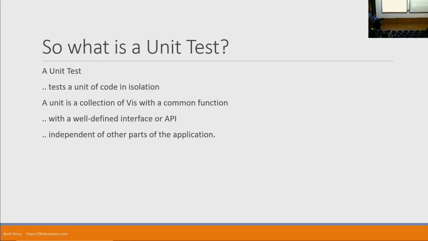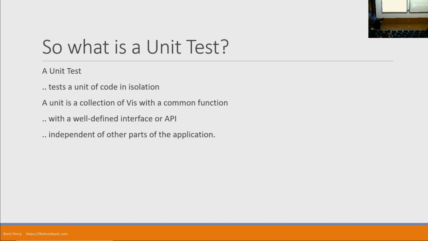Okay, so the API should clearly delineate what code is outside and what code is inside. Ideally the API shouldn't change very often, if at all, but the code that's inside that isn't exposed to anyone, you can freely change and refactor as you need to. And the code also should be independent of other parts of the application.